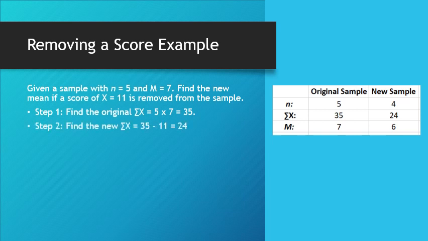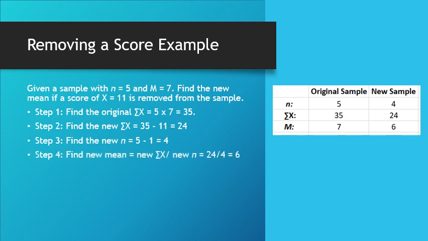And for n, you would put in 4 because now there are 4 in the new sample. Okay, so the new summation of x would be 35, which is the old summation of x, minus 11, because we're removing 11, would be 24. So now you put 24 as the new summation of x for the new sample. You find the new n, 5 minus the one that was removed is 4. You find the new mean, which is the new summation of x, which is 24, divided by the new n, which is 4, gives you a new mean of 6. Add this to your table.